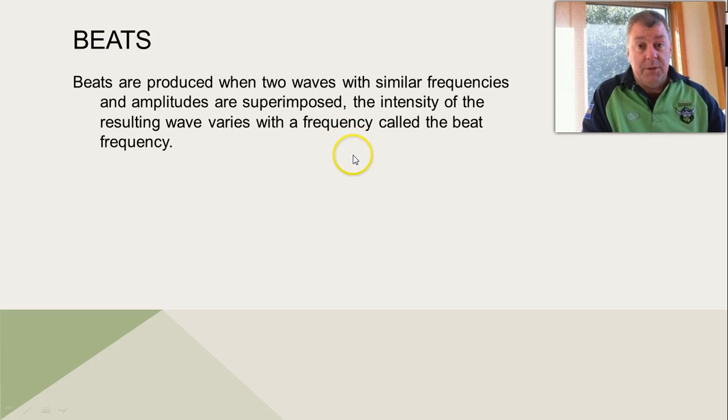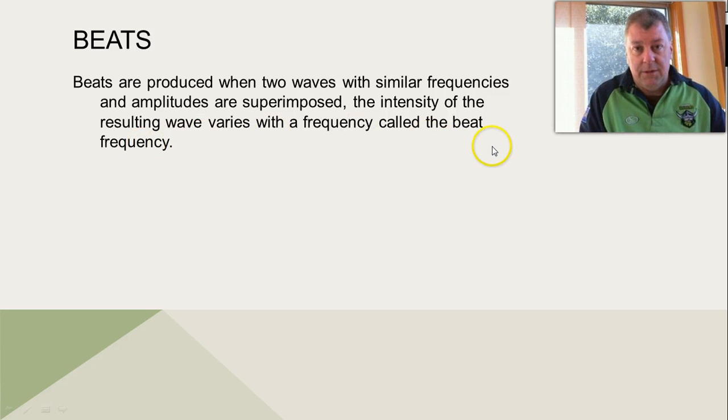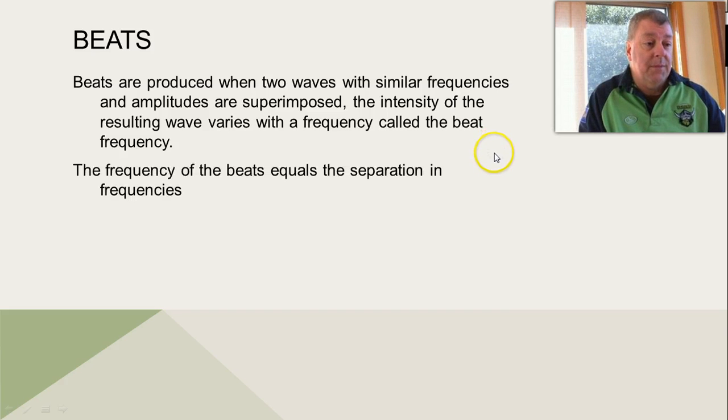And that frequency of loud to soft is called the beat frequency, and it's determined by the difference in the frequencies of the two waves that are interfering. Okay, so the frequency of the beats is equal to the separation in the frequencies of the waves. And we have this little formula here, F beats equals F2 minus F1.